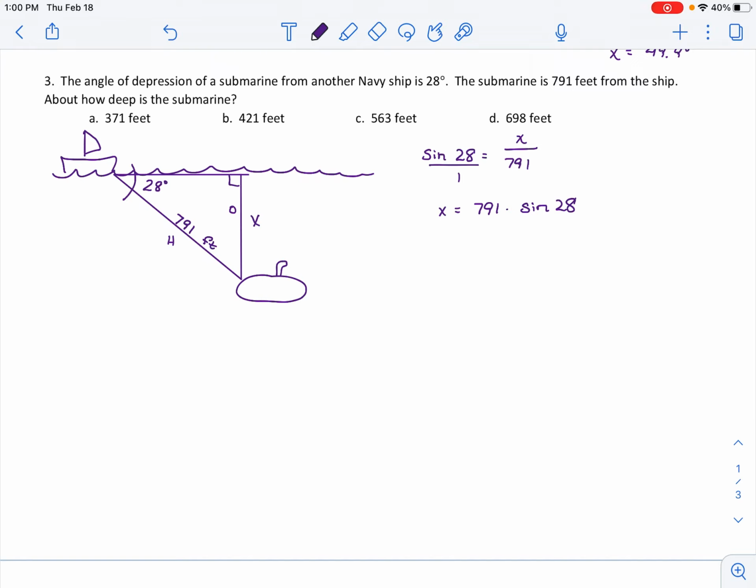If I go back to my calculator that I closed, I'm taking 791 times sin of 28. And it's giving me 371.35. So 371.4-ish. Or I could just go ahead and round, as part A does, to the nearest whole number, 371.